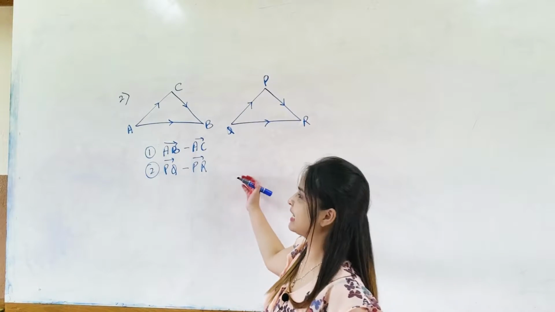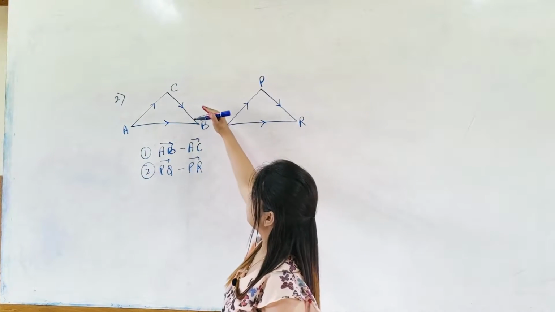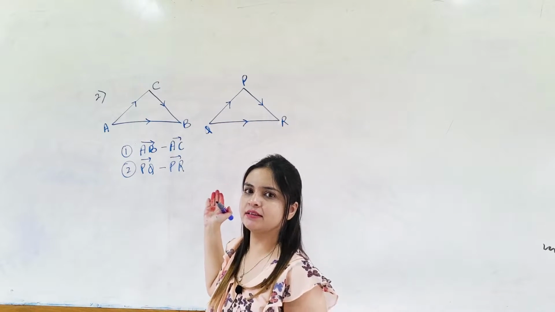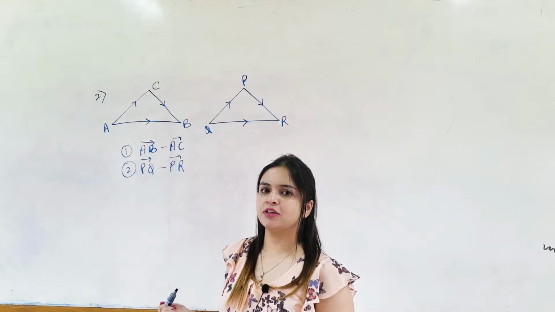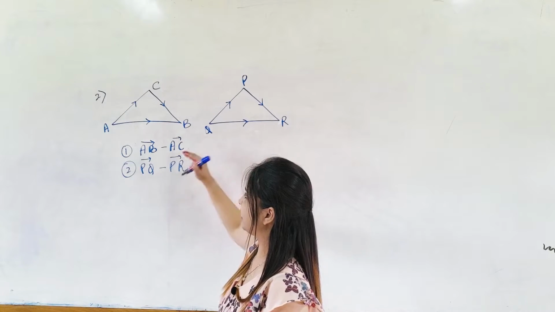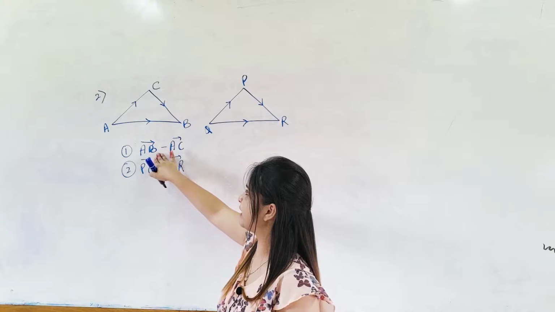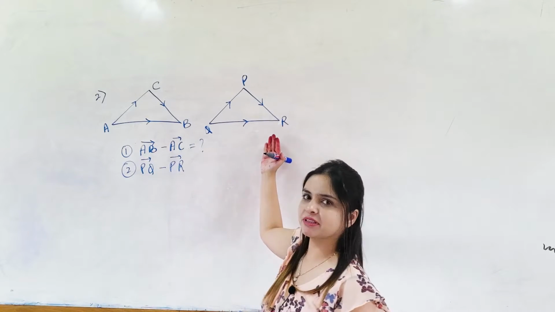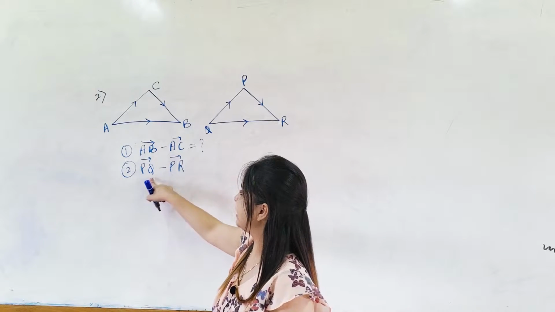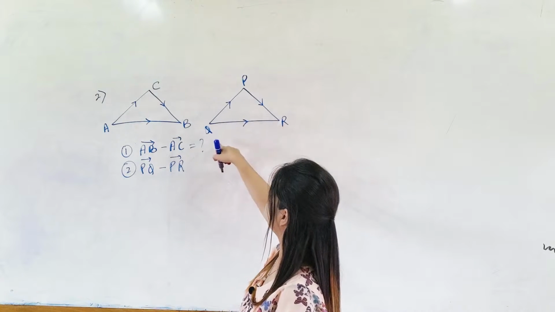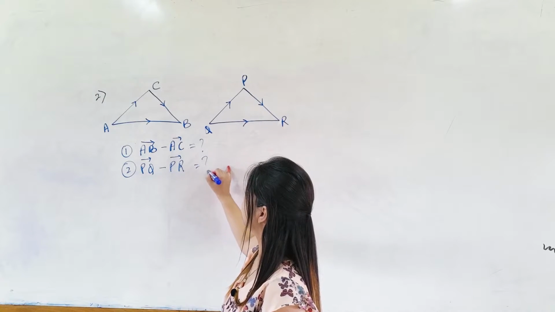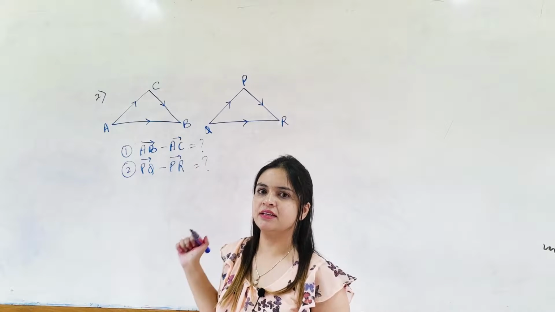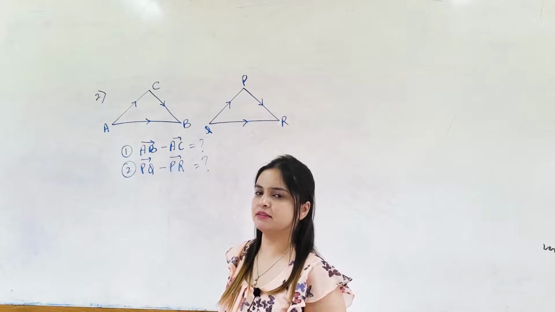Okay, let's start with the second example. See, in the second example, I have two triangles over here, and using the resultant of vectors, I have to find from the first triangle, AB minus AC is equal to how much? And from the second triangle, I have to find PQ minus PR. PQ minus PR is equal to how much? Okay. Now, like you can see, this is a triangle. So I will use the triangle method.